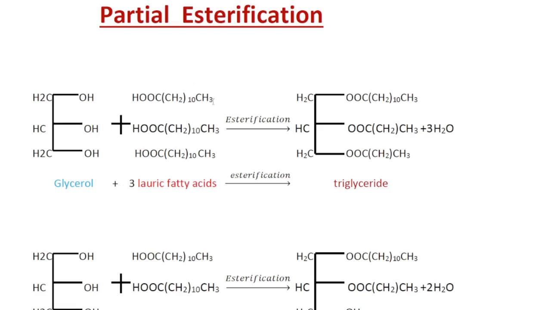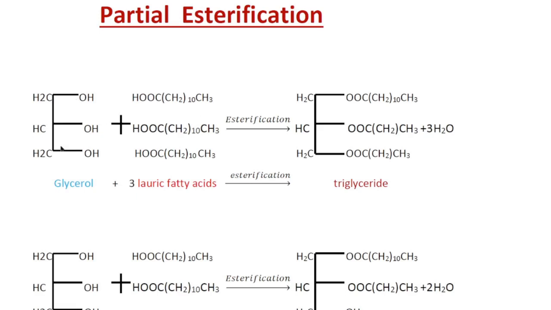Here we can see this is the lauric acid. It contains 12 carbons: CH2, CH3, COOH. So lauric acid contains 12 carbons. Here the glycerol reacted with three lauric fatty acids. When three fatty acids are the same, it is known as the simple glyceride, triglyceride.